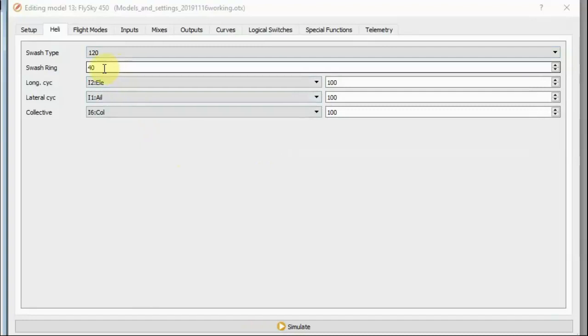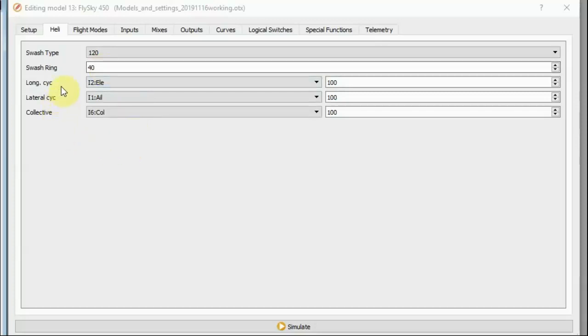The swash ring setting is a number basically between 0 and 100, which basically controls the degree of movement of the swash. And you basically probably want to adjust it by looking at your swash and seeing that you're getting a reasonable amount of movement. I don't know how else you'd adjust it. If you're getting too much, reduce it. If you're getting too little, increase it. Somewhere around 50 is a good place to start, probably.